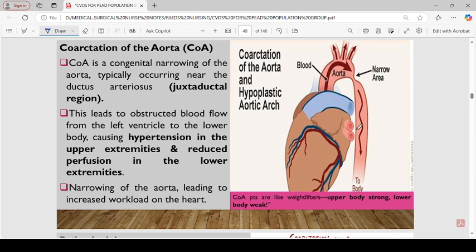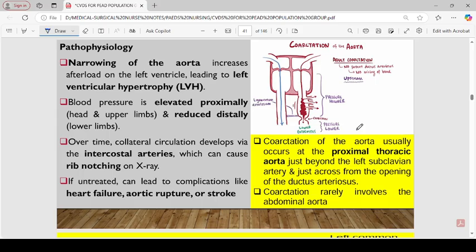Remember, someone was joking that coarctation of aorta patients are like weight lifters. They have upper body strong and lower body weak, right? That is what you need to remember.